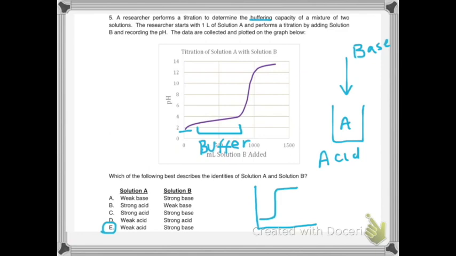Okay, but this drawn out region shows that something is weak. So here at the half equivalence point would be the pKa. And the equivalence point is here where we have the inflection. Okay, easy stuff. If you see the drawn out region, weak.